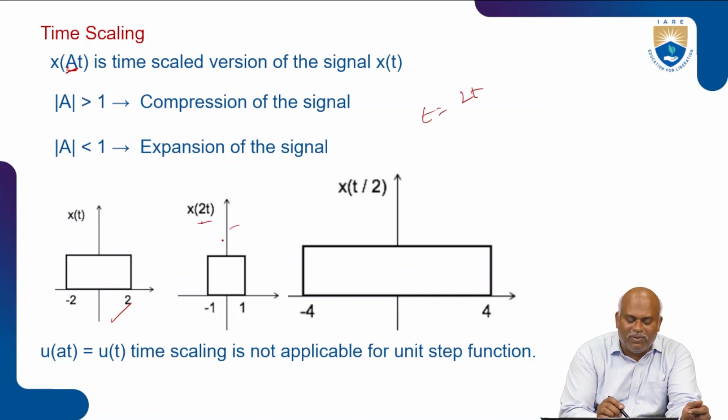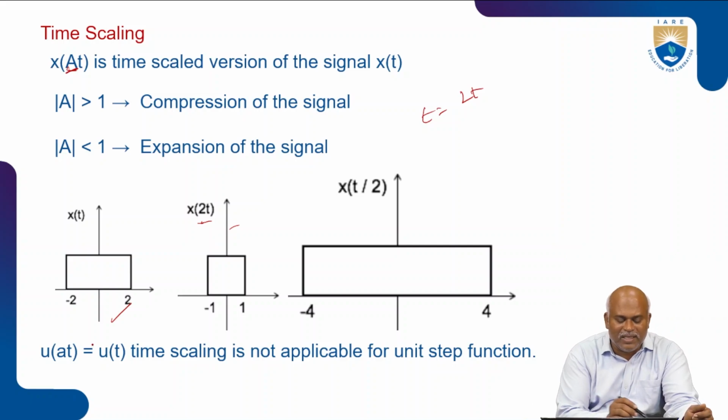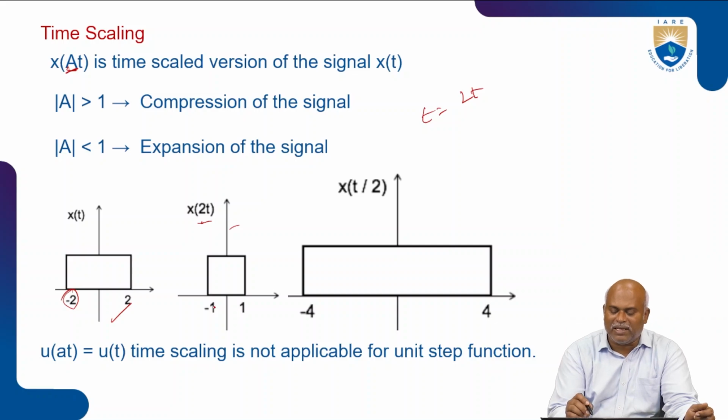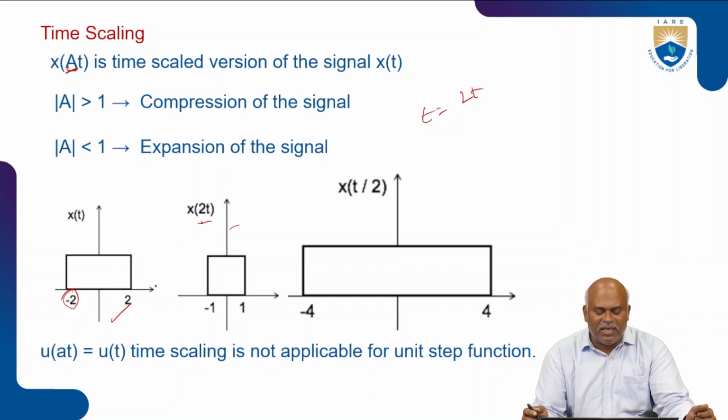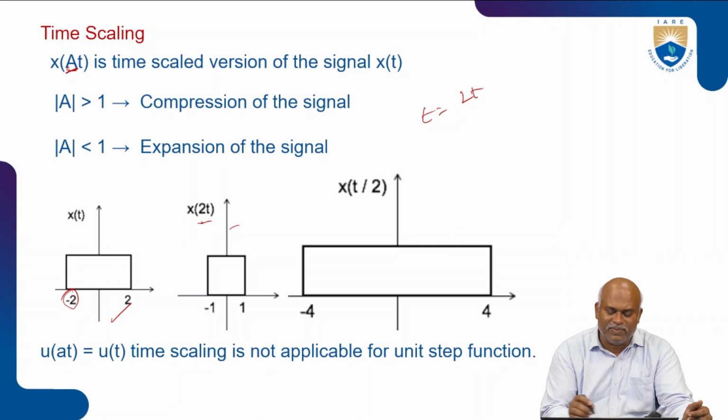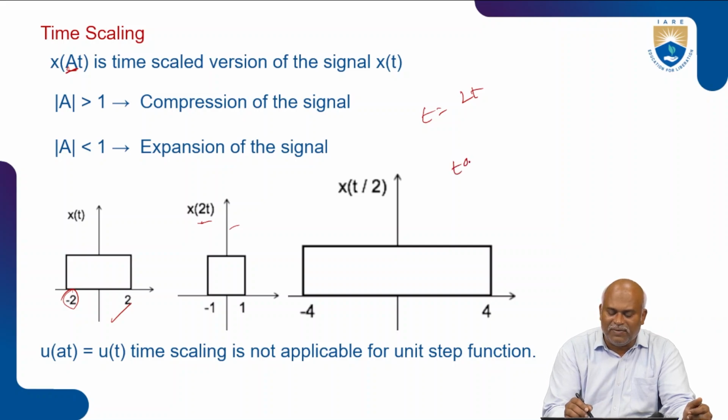Then what will happen to the signal? The signal that started at -2 will now be represented as -1. What is that? The signal is compressed. How much compression happens? 2 times, that is, divided by 2, the signal is compressed.